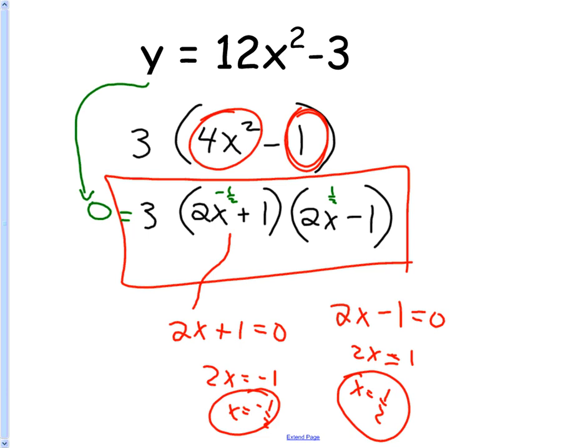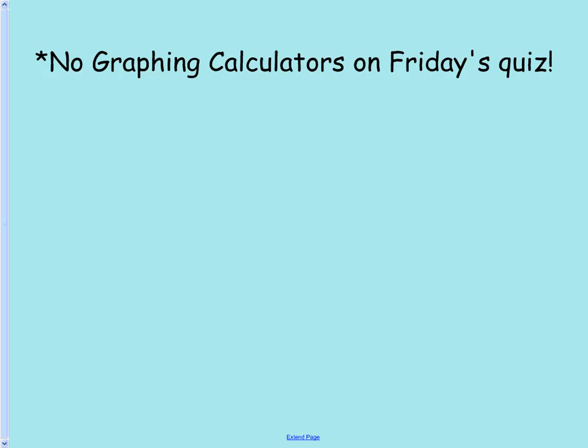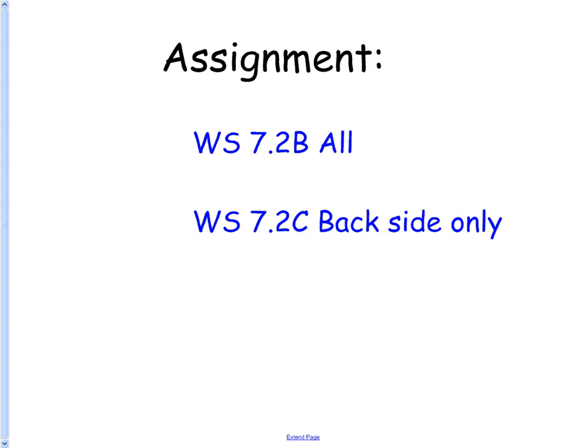All right. Okay, one last little note on Friday's quiz that you have. There are no calculators. I doubt any of you even used a calculator while we were just doing this, so you're not going to miss them. It'll be fine, but no calcs for Friday's quiz. And today's homework is right here. The 7.2b all, that's a worksheet. You're going to have a lot of fun with this one. And then 7.2 backside.